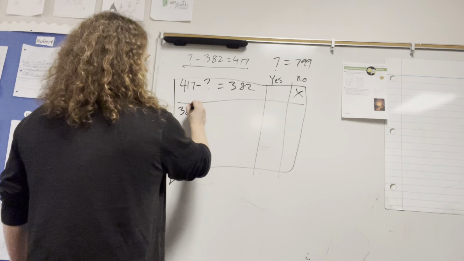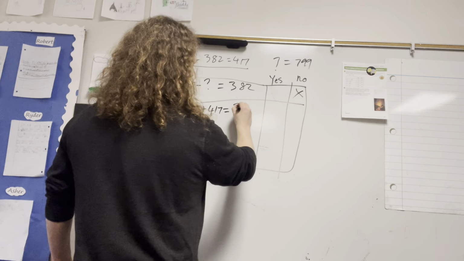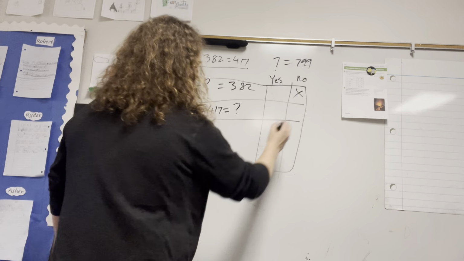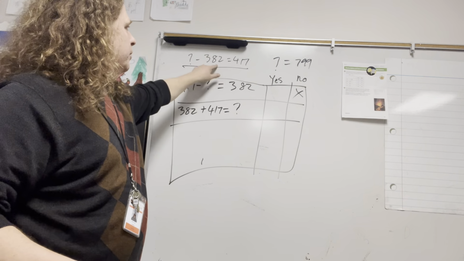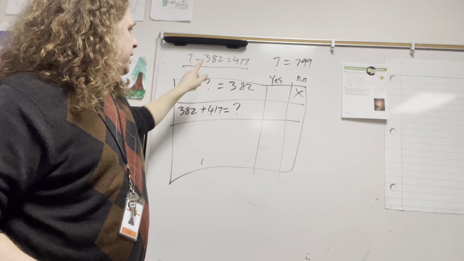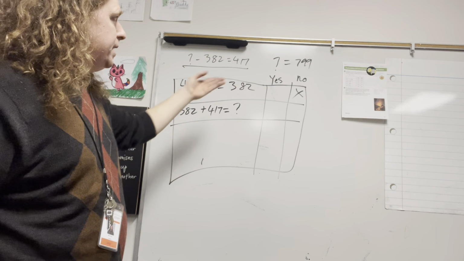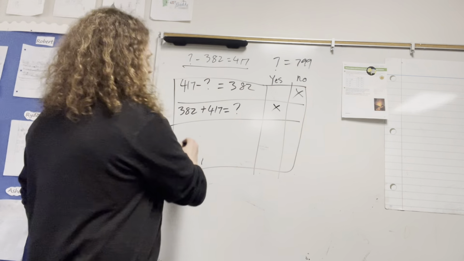So 382 plus 417 equaling the question mark, that's pretty much what we did. So 417 is the difference of 382 and some number. By adding 417 to 382, we should find that number. We just did that, 799. So that one makes sense. That is a yes.